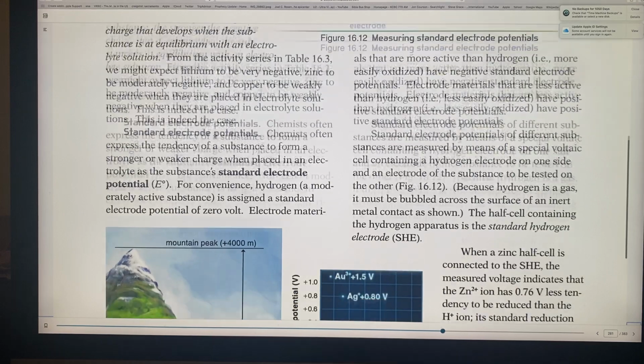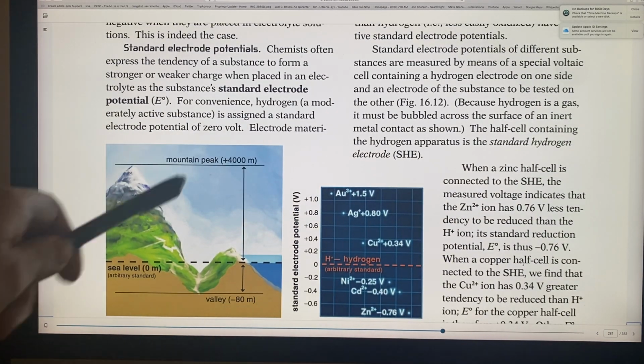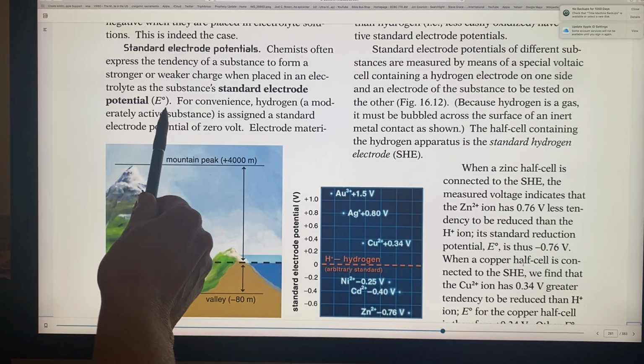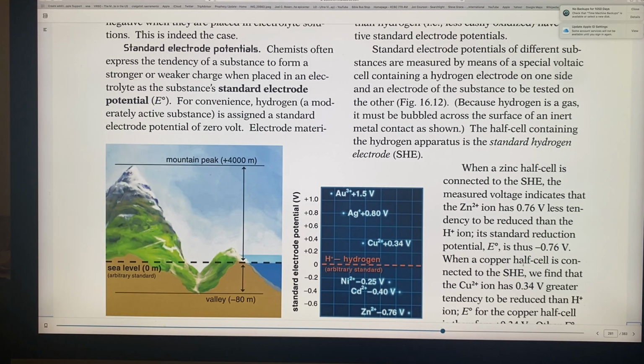So now we're going to talk about standard electrode potentials. Chemists often express the tendency of a substance to form a stronger or weaker charge when placed in an electrolyte as the substance's standard electrode potential. And this potential is written as E with a little degree mark, E degrees. So for convenience, hydrogen, which is a moderately active substance, will be assigned the standard electrode potential of 0 volts. So using hydrogen.